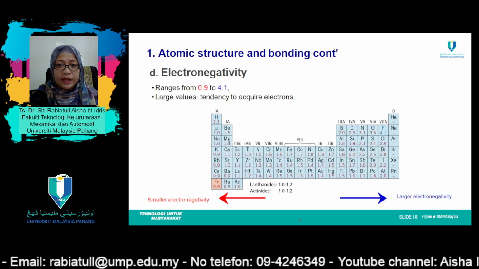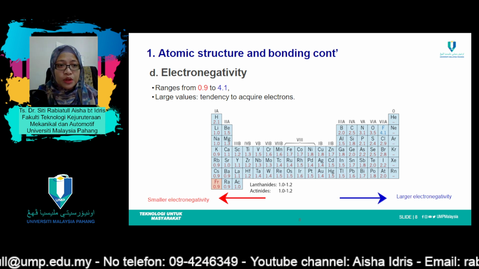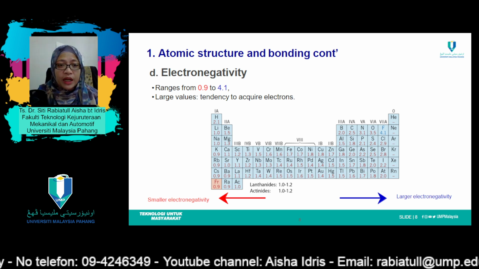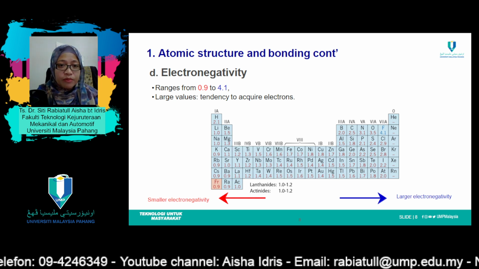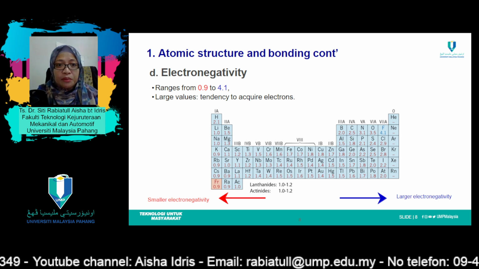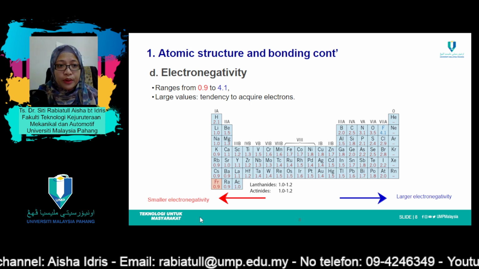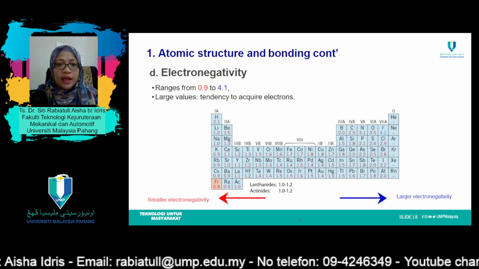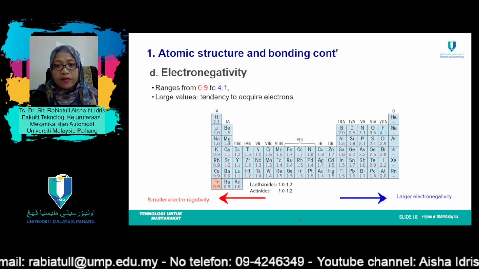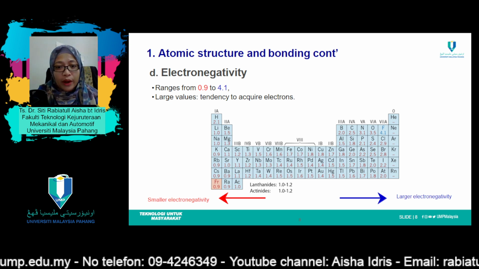Another thing in atomic structure and bonding that you need to know is electronegativity. Electronegativity is the tendency for an atom of a given chemical element to attract shared electrons when forming a chemical bond. An atom's electronegativity is affected by both its atomic number and the distance at which its valence electrons reside from the charged nucleus. The value for electronegativity ranges from 0.9 to 4.1.